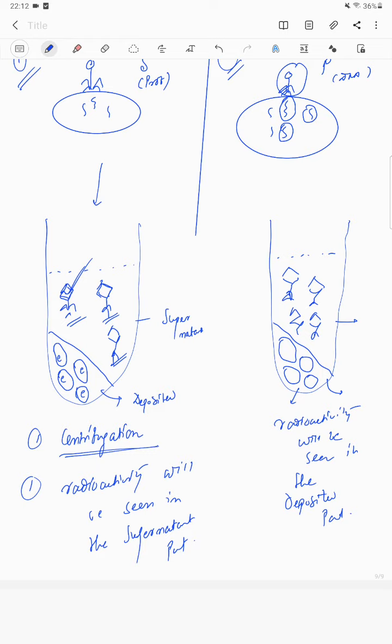So with this experiment, Hershey and Chase confirmed that it is the DNA that is the genetic material. I hope the concepts are clear.